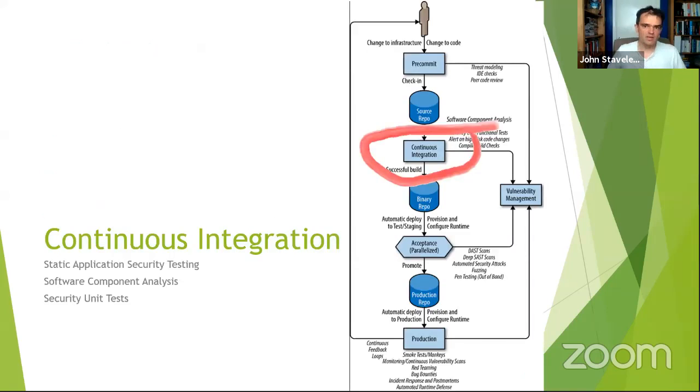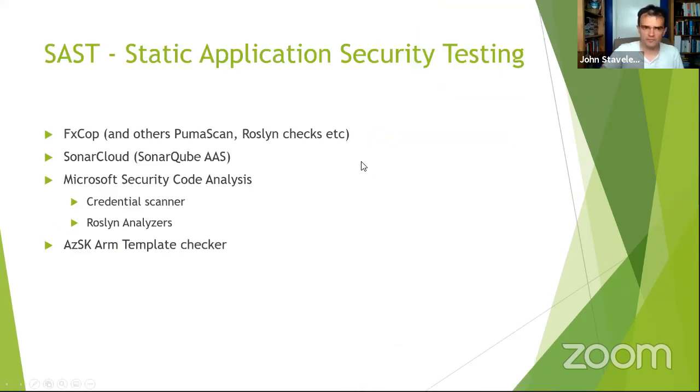Right, so now we've made a commit, and then it's building in our pipelines. So here we can do static application security testing, software component analysis, and running our security unit tests. So first up, a variety of static application security tools. First, you've got FxCop. Others exist like PumaScan and Modeling checks, but I'm just going to use FxCop here.